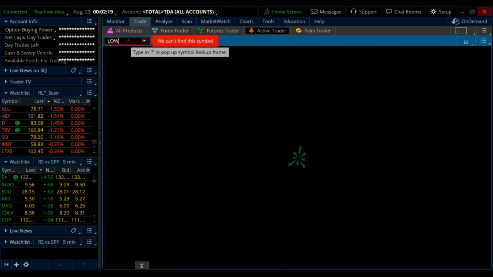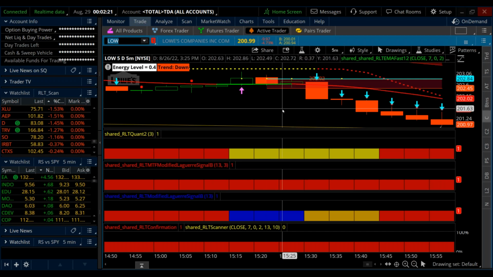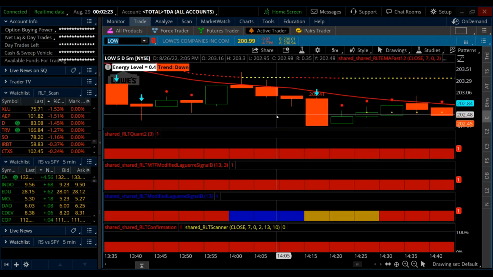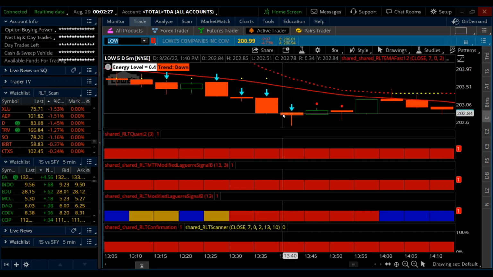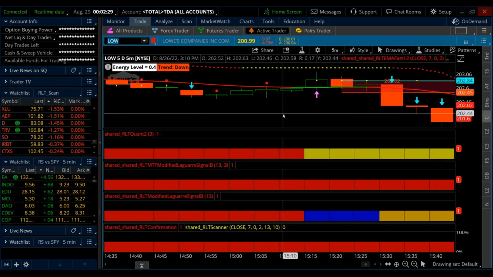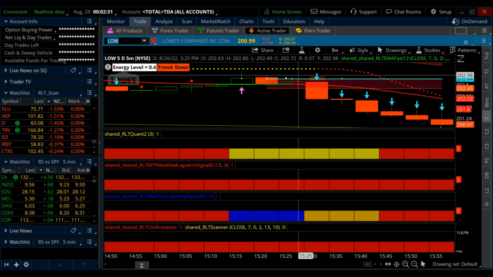Let me go. Okay, so we were short Lowe's. Again, another stock with some multiple entries on this one, but I actually took this one fairly late in the day. Took it right here. See this multi-time frame dynamic compression zone right here.